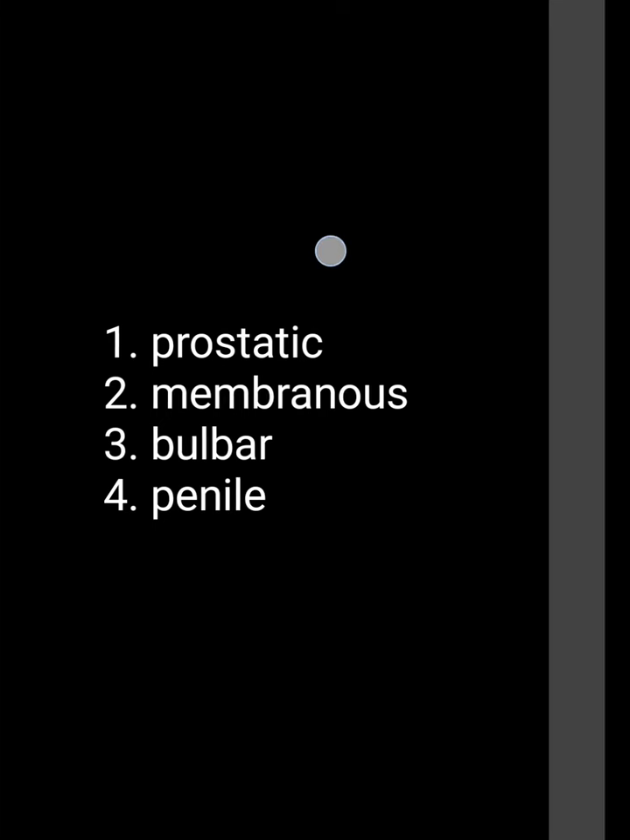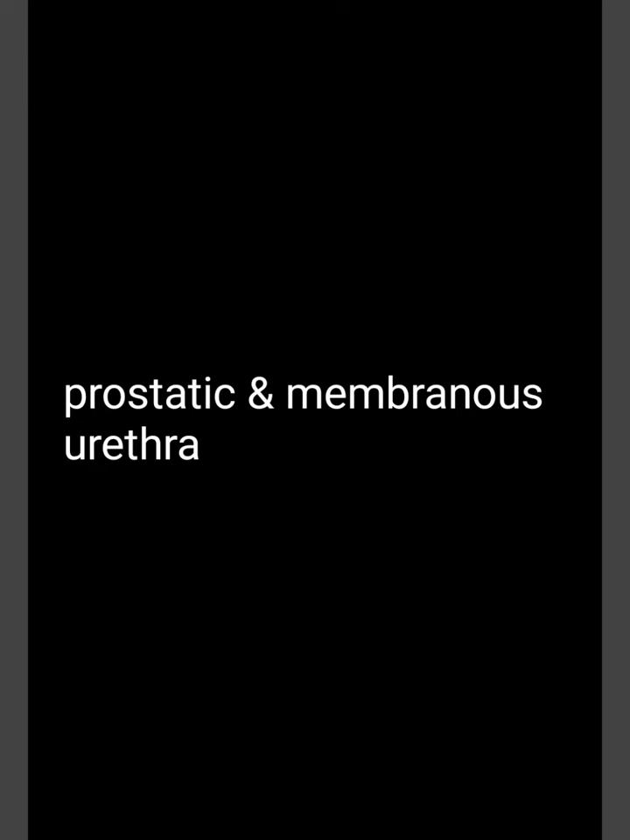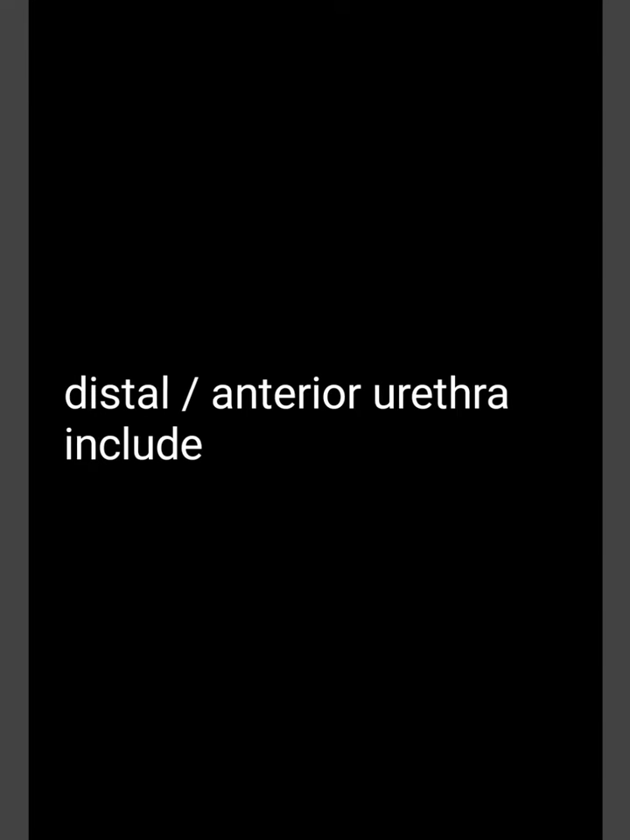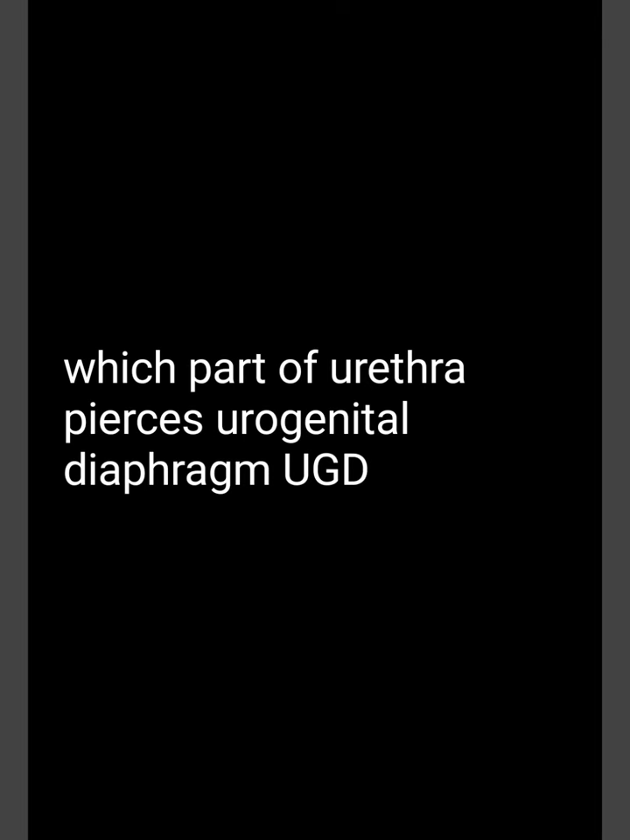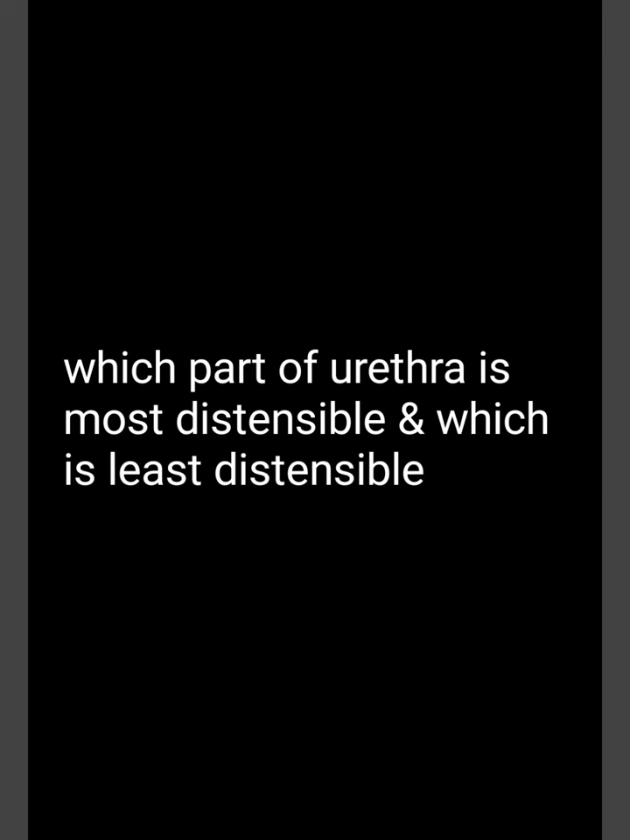4. Penile. Proximal posterior urethra includes prostatic and membranous urethra. Distal anterior urethra includes bulbar and penile urethra. Which part of urethra pierces urogenital diaphragm, UGD? Membranous. Which part of urethra is most distensible and which is least distensible?